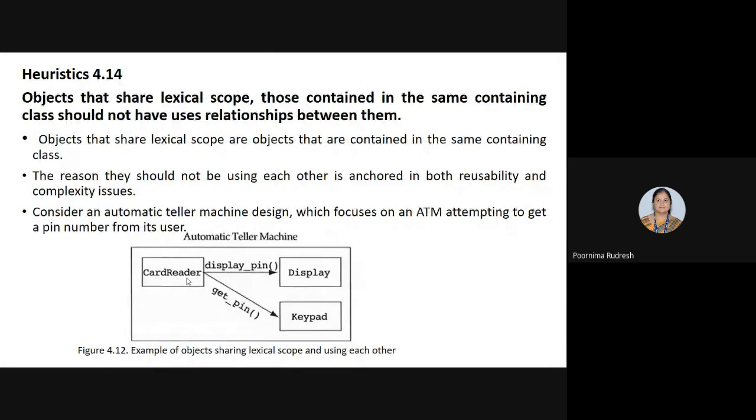So here, once you insert the card into the ATM system, the card reader reads the information from the card, right? So it reads your account details, etc. What is the next step? Tell me the answer. It will ask for the PIN number, right? It asks the user to enter the PIN number.